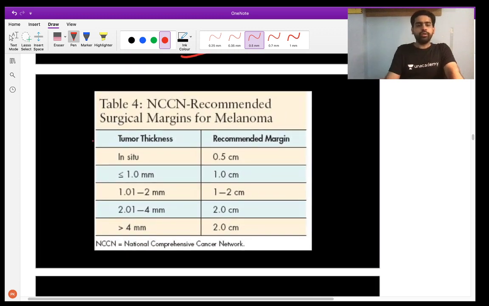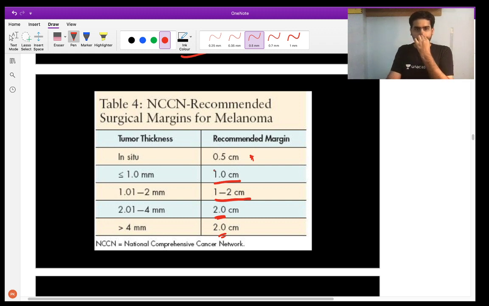Something which you should remember, you must have read it many times, but I thought it's a good idea to revise it because we tend to forget it. If there is a melanoma in situ, what is the margin of resection? Only 0.5 centimeters. If the thickness is less than 1 millimeter, the margin of resection is 1 centimeter. If it is between 1 to 2 millimeters, the margin is 1 to 2 centimeters. Between 2 to 4 millimeters, you go for a 2 centimeter margin, and more than 4 millimeters, again a 2 centimeter margin. This is an area where they keep on asking questions.